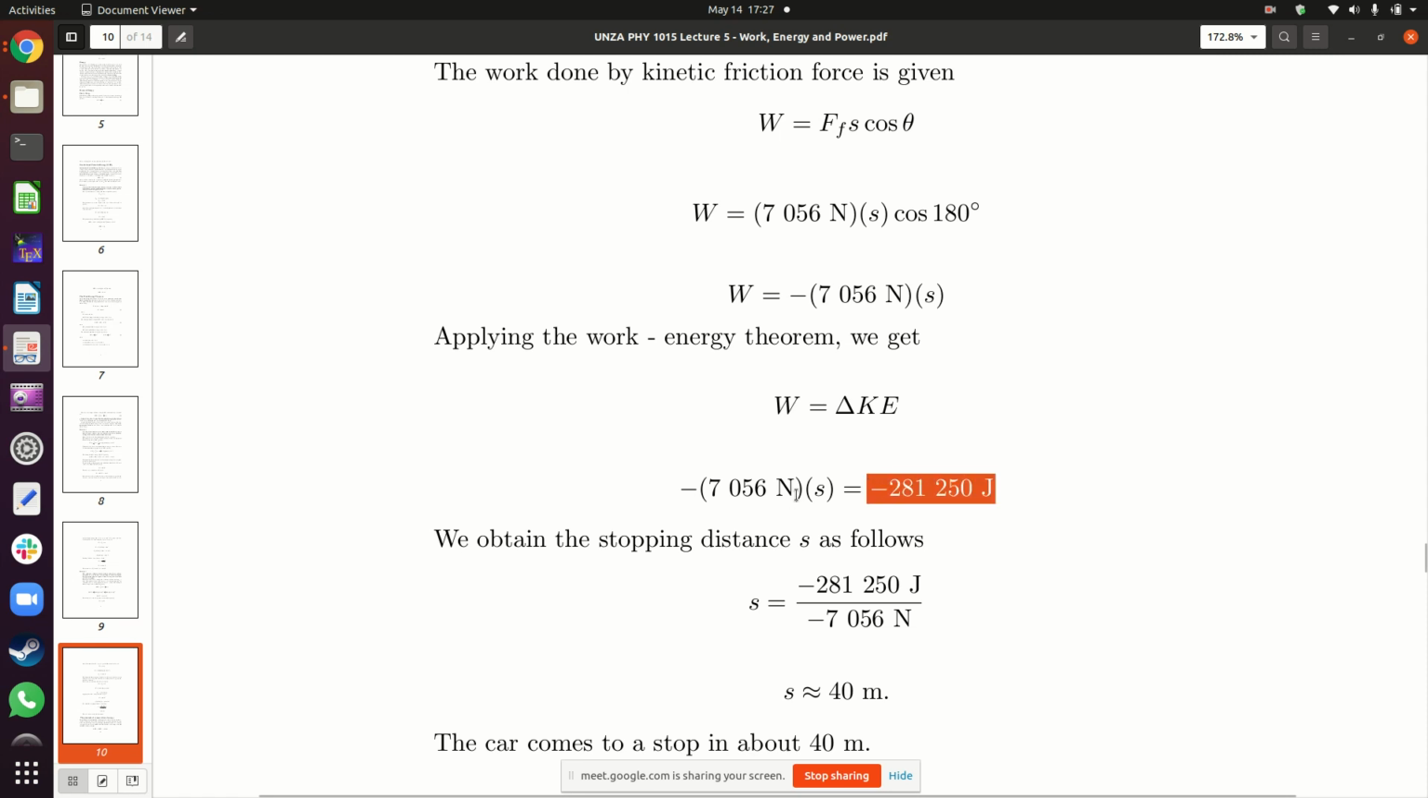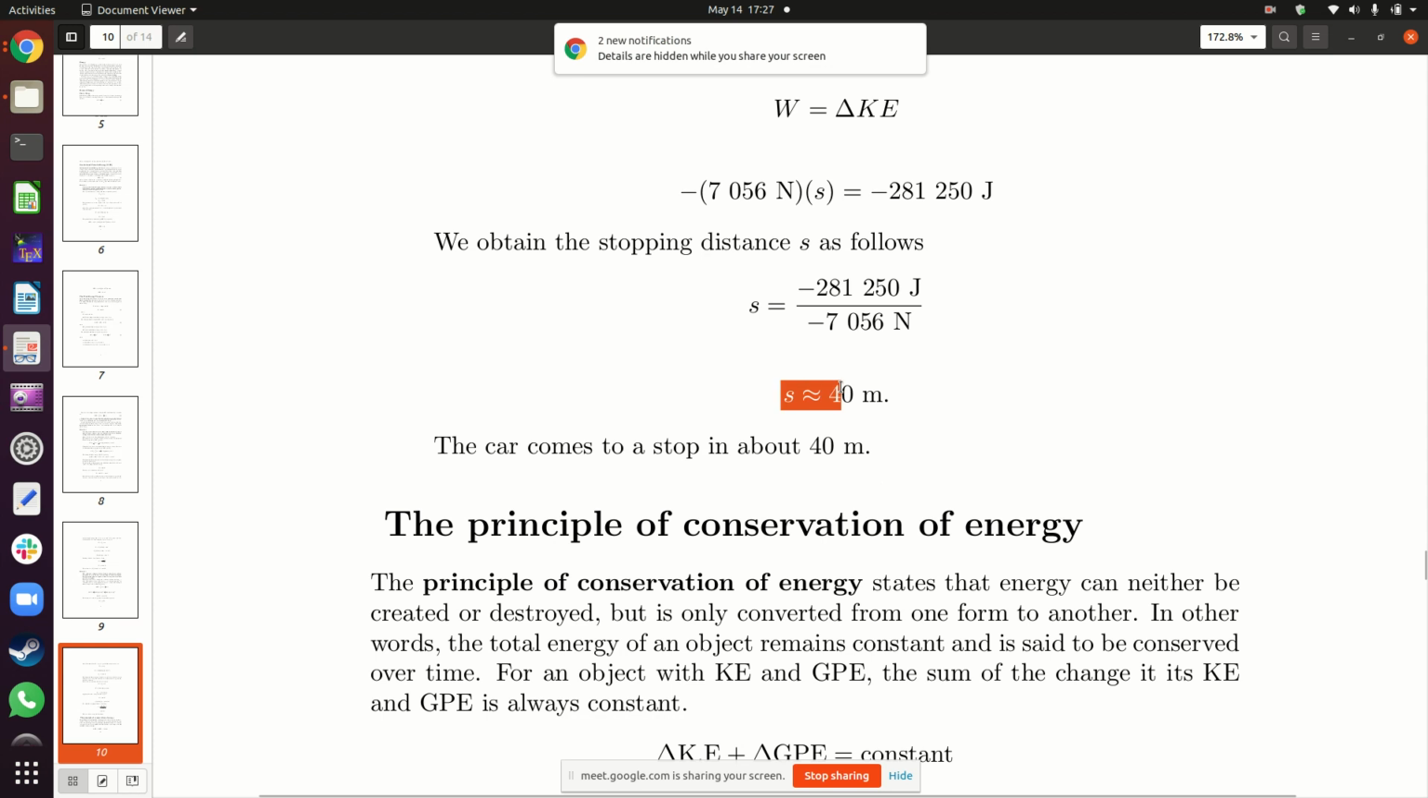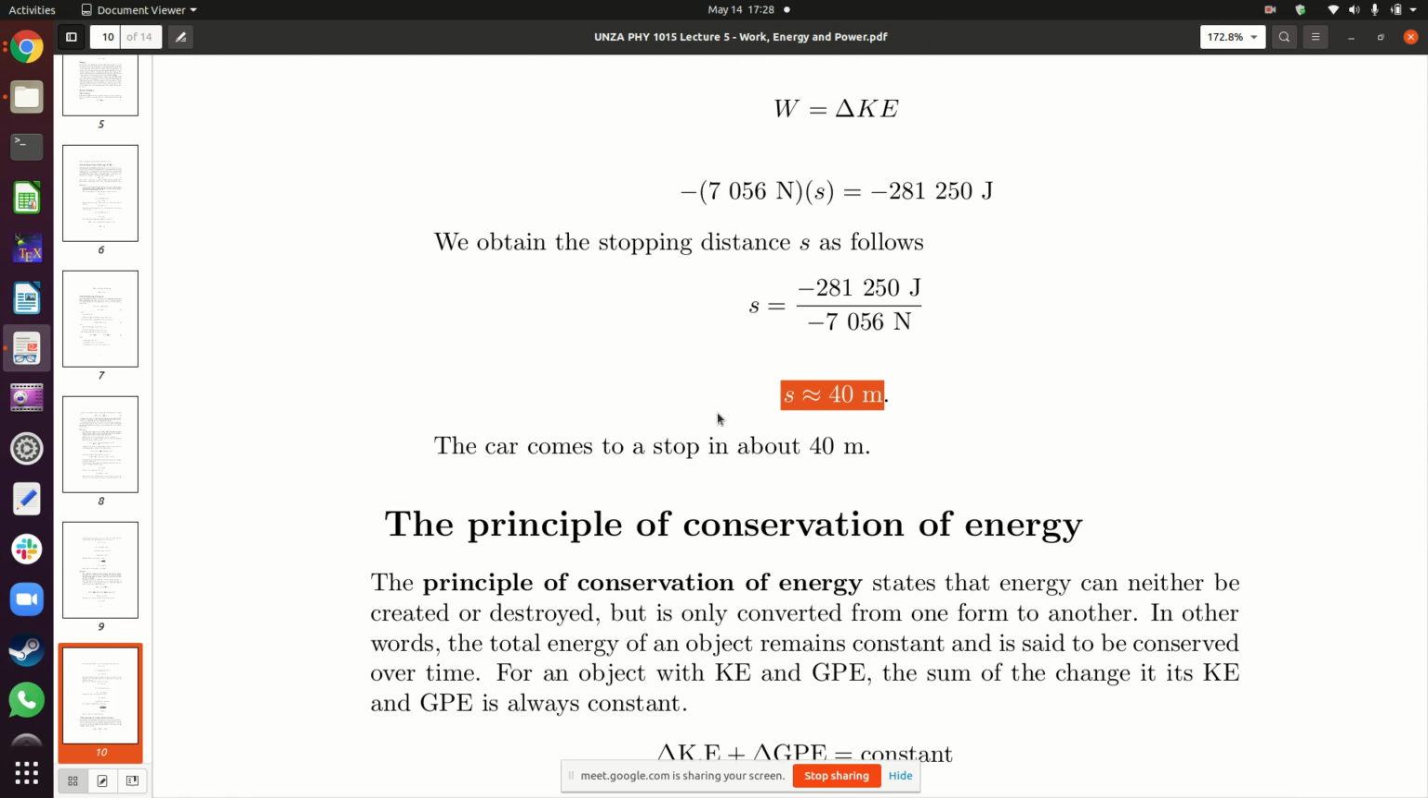So if you divide both sides, you end up having your s, the displacement, equal to minus 281,250 joules divided by minus 7,056 newtons, and this is going to give you a displacement which is approximately equal to 40 meters. So basically your car comes to a stop in 40 meters.